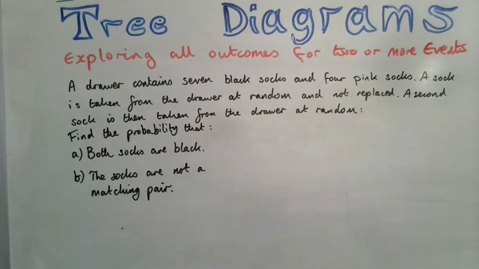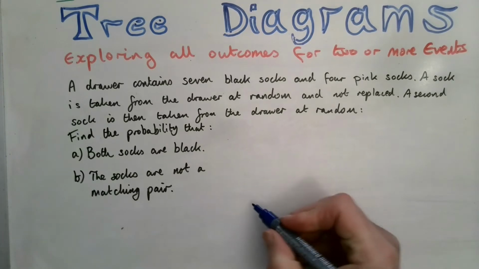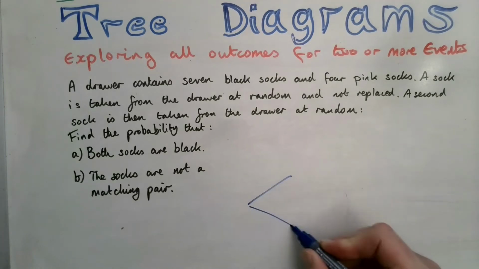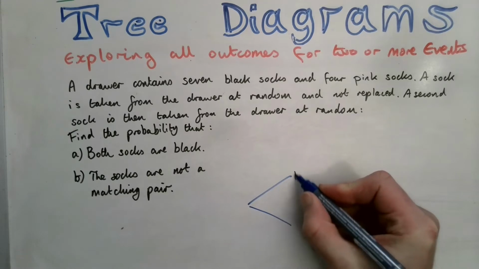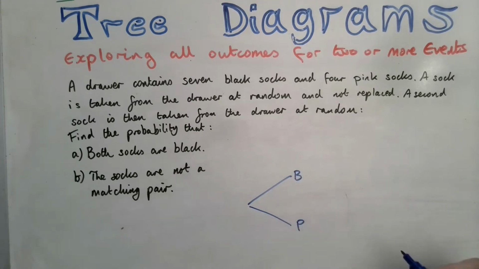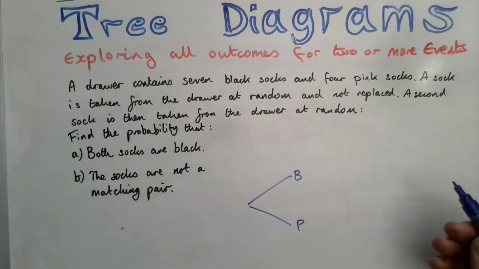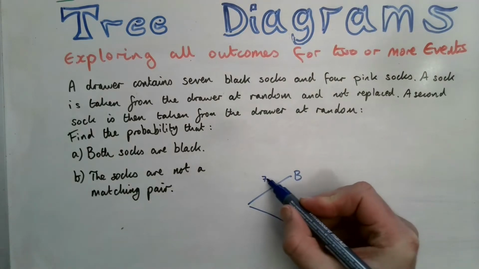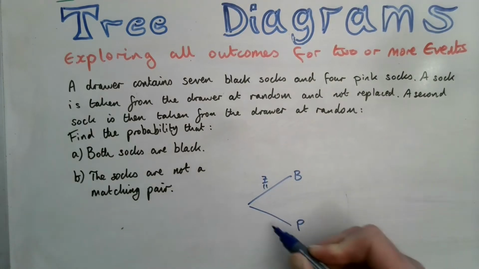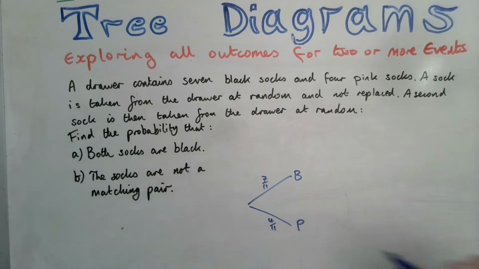Here's our first example. So pause the video and give it a go. You've probably done tree diagrams before anyway. Right, so when we start with our first sock, that's going to be done by one of two lines. You could have a black sock and you could have a pink sock. And we've got 11 socks altogether. So you've got a 7/11ths chance of getting a black one and a 4/11ths chance of a pink.